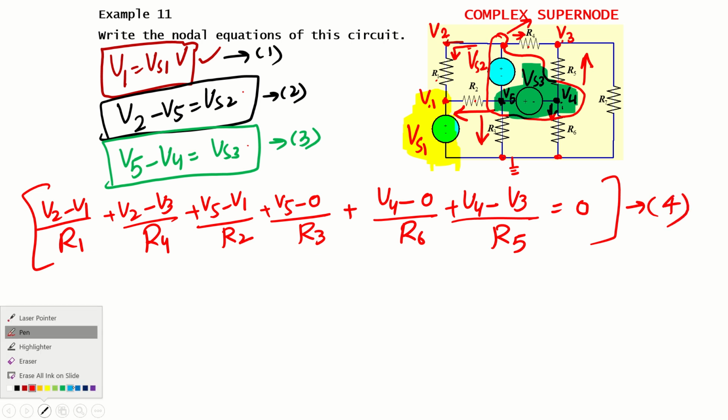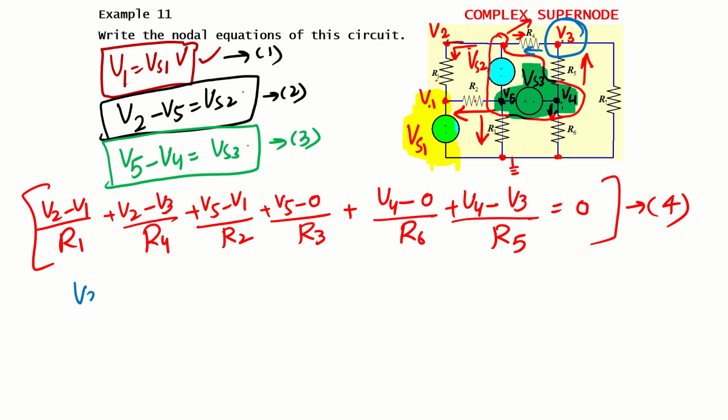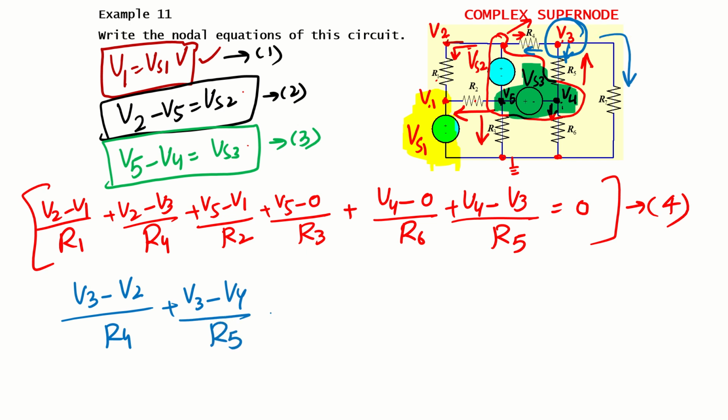We know that we have 5 nodes, so we are left with the last node equation. That is your V3 equation. What are the currents leaving V3? Through R4: V3 minus V2 divided by R4. The current through R5: V3 minus V4 divided by R5. The current through R7: V3 minus 0 divided by R7, is equal to 0. So this is our fifth equation. So we have 5 equations and 5 unknowns.